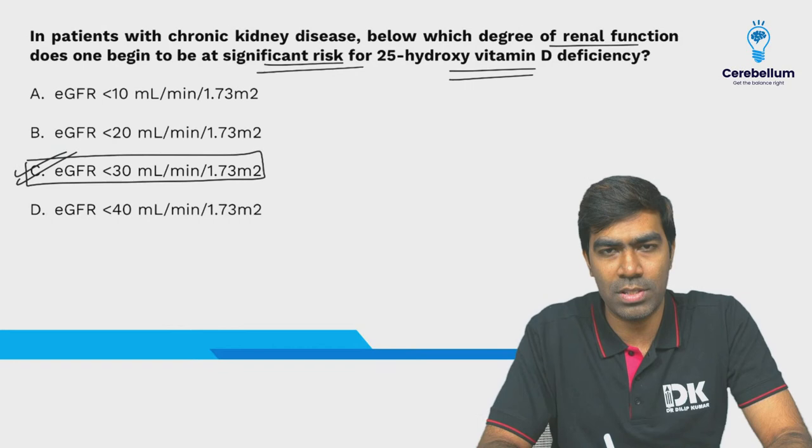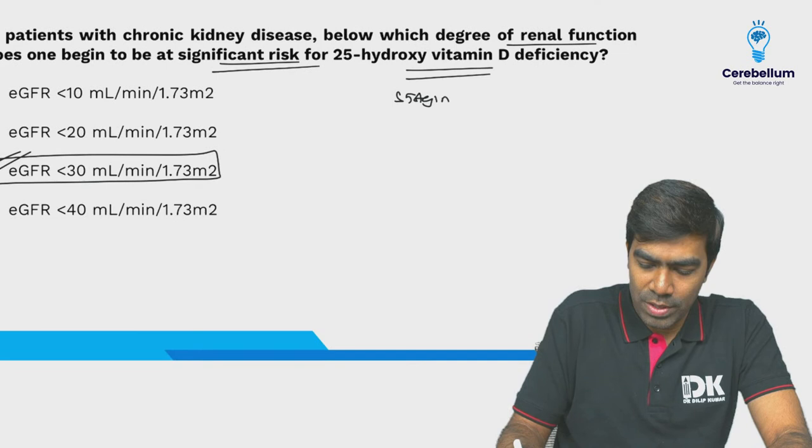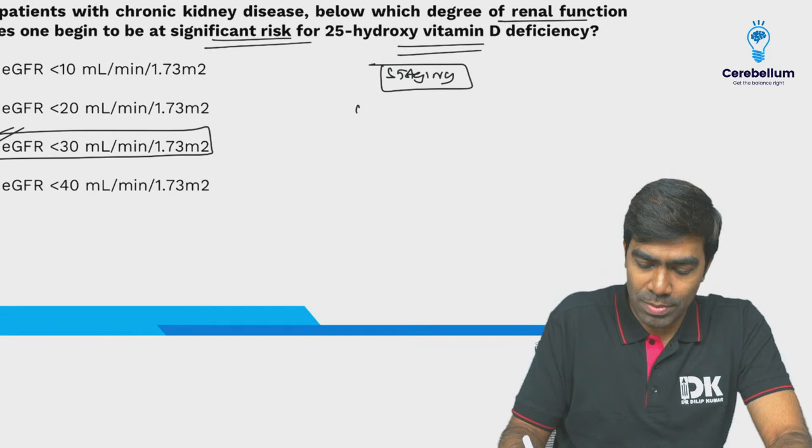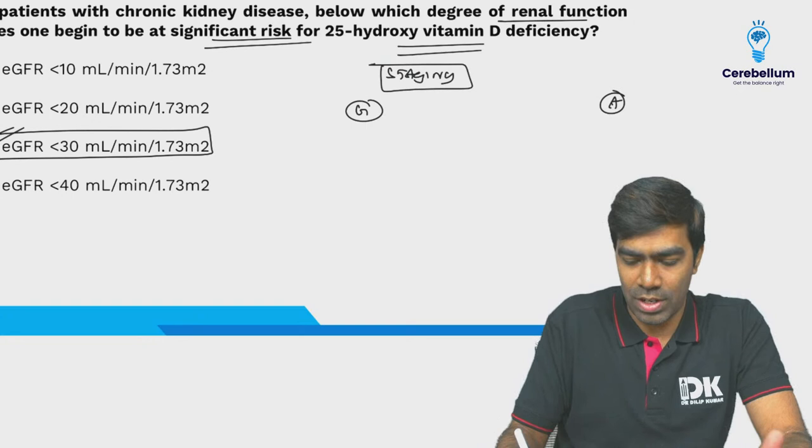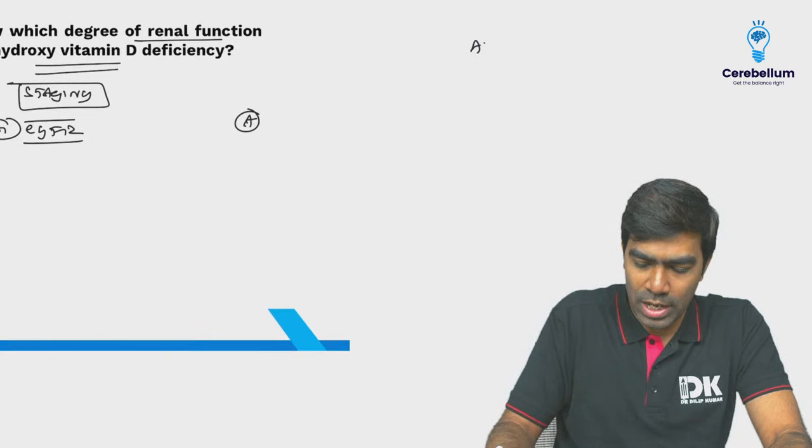Remember, the staging of chronic kidney disease is very, very important. Many times they have asked this question, how will you stage chronic kidney disease? So you have something called G staging and something called A staging. What is G staging? G staging means GFR. It is based on eGFR. Let me tell you one interesting thing. What about AKI and what about CKD?